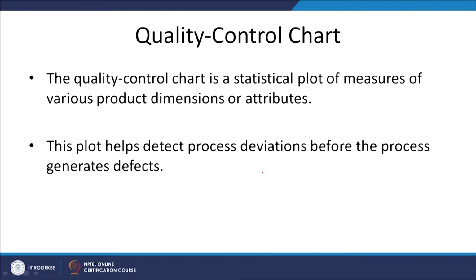Quality control charts keep helping us understand, out of the total products manufactured by us during one operating cycle or for a given amount of time, how many products are up to the mark, up to the quality, how many defective products there are, and whether we are able to minimize the defects in the products over a period of time or not. It is a matter of control. So, the quality control chart is a statistical plot of measures of the various products' dimensions or attributes. This plot helps detect process deviations before the process generates defects.